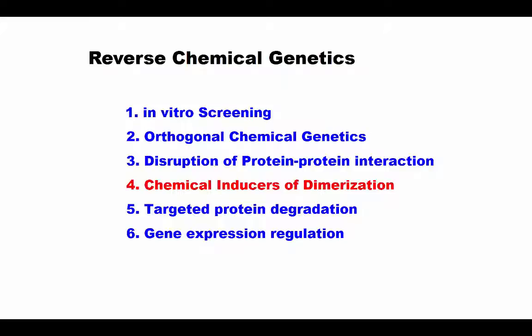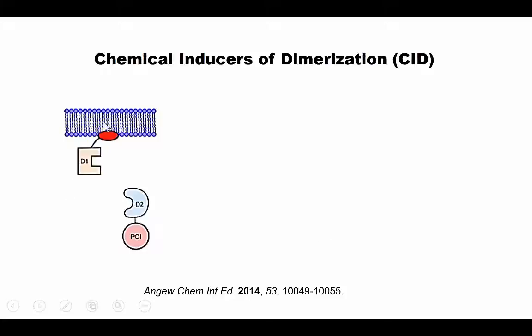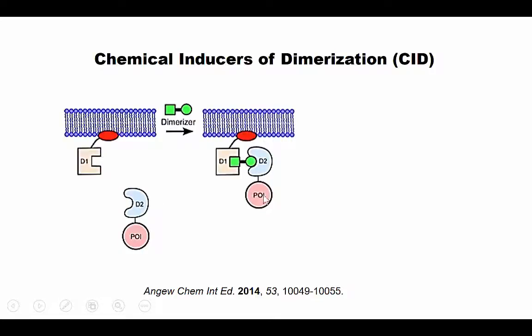Next example is chemical inducers of dimerization. If these two protein motifs get activated when they get together, one way is you can add this small molecule which can dimerize these two. Then they bind in between here and they recruit this protein to the membrane and activate it. In a sense, this is quite similar to the two hybrid system, right? And in this case, this small molecule, this dimerizer, can be an activator of this protein by inducing this dimerization or inducing these protein-protein interactions.